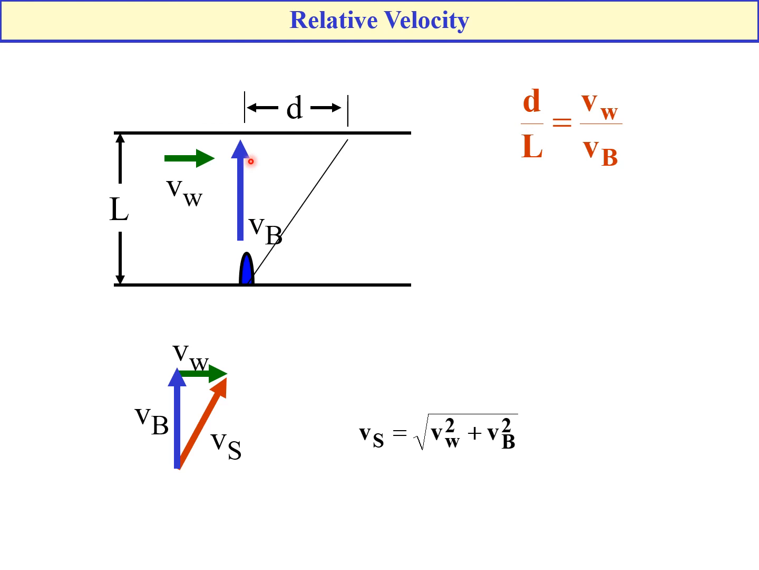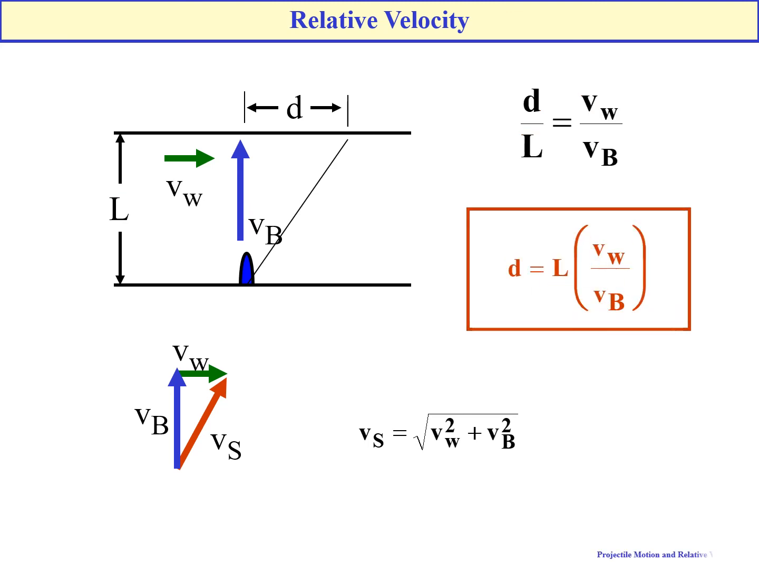Now, if you want to look at the distance, the ratio between the distance across and the distance downstream is going to be the same as the ratio between the velocity of the boat and the velocity of the water, because this triangle and the triangle you would make with L and D are similar triangles. So to find the distance downstream, you can use this, or you could use the length going across and divide that by the velocity of the boat. The length divided by the velocity of the boat gives you time. Then you take that time and multiply by the velocity of the water, and that gives you the distance downstream. But this is another way to write it there.